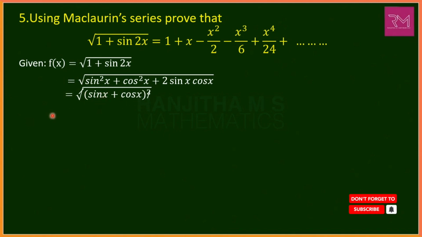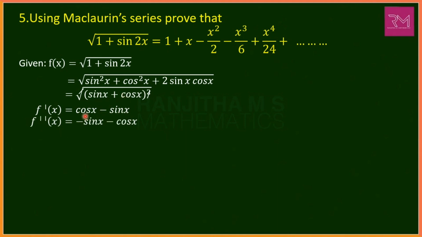Now we can differentiate easily, that is f dash of x which is equal to, here differentiation of sin x is cos x plus differentiation of cos x is minus sin x. Hence we get minus sin x. This is our f dash of x. F double dash of x value as cos x differentiation is minus sin x minus differentiation of sin x is cos x. This is f double dash of x.